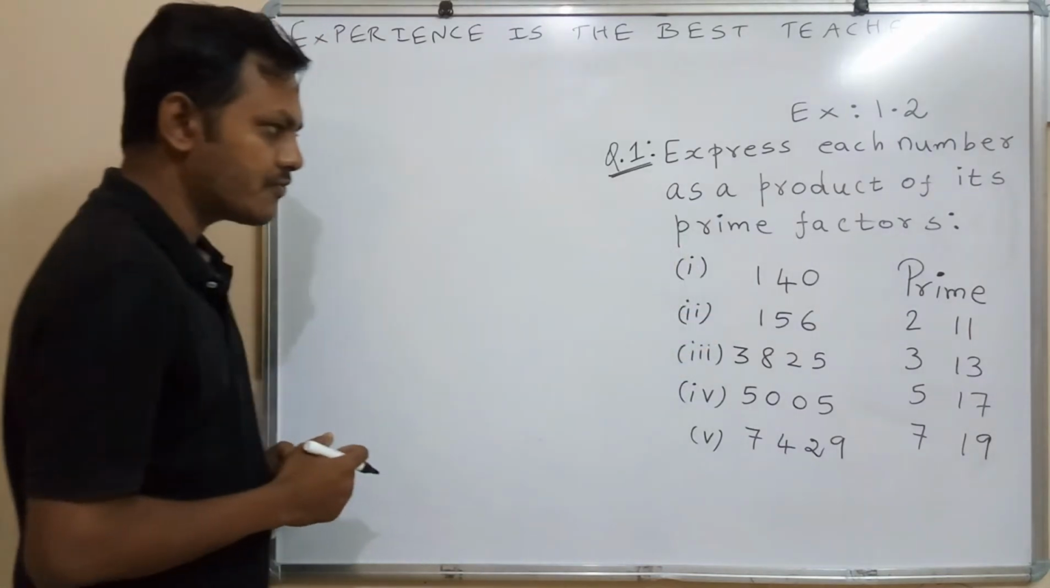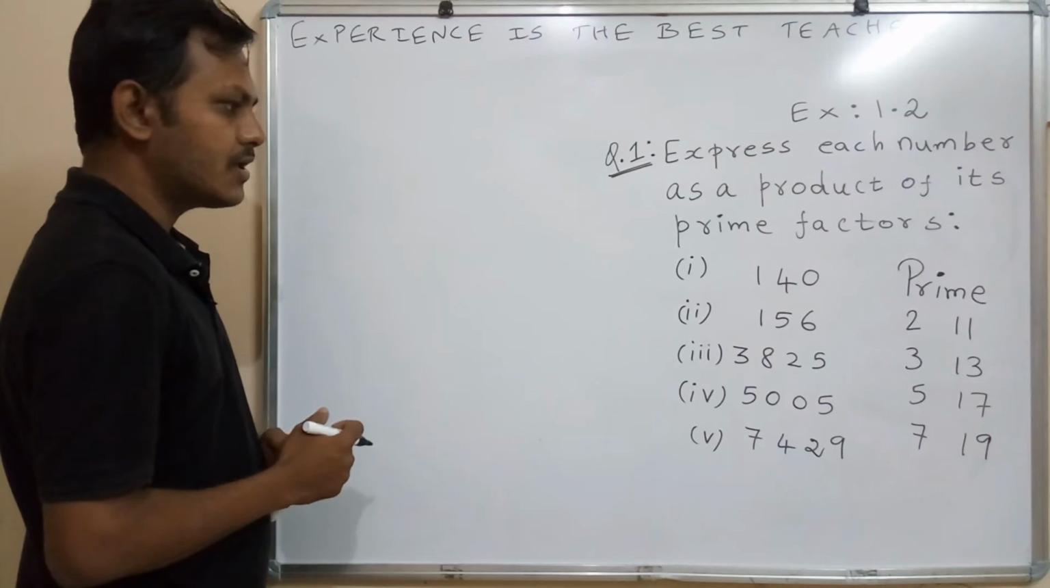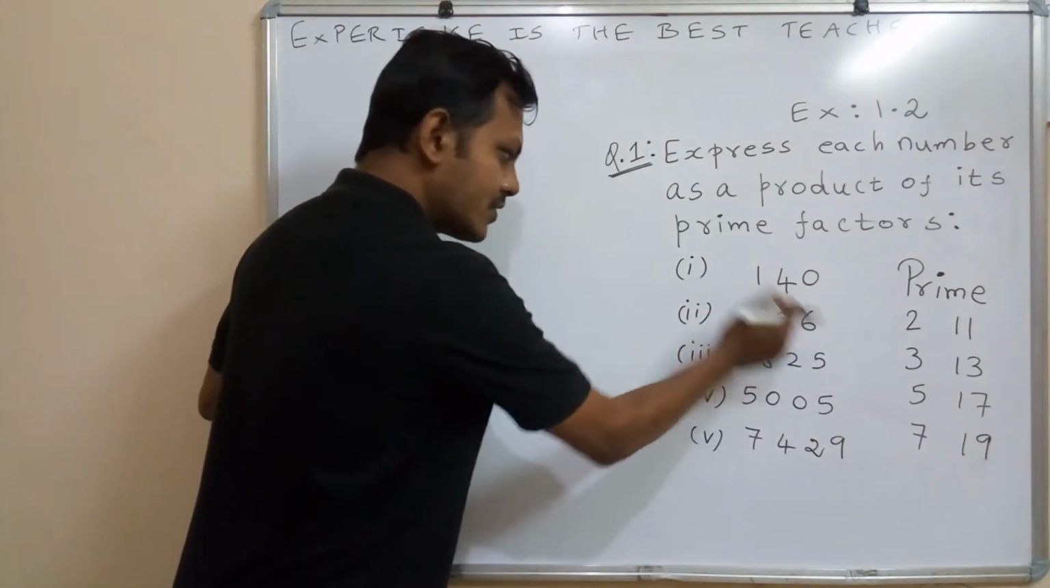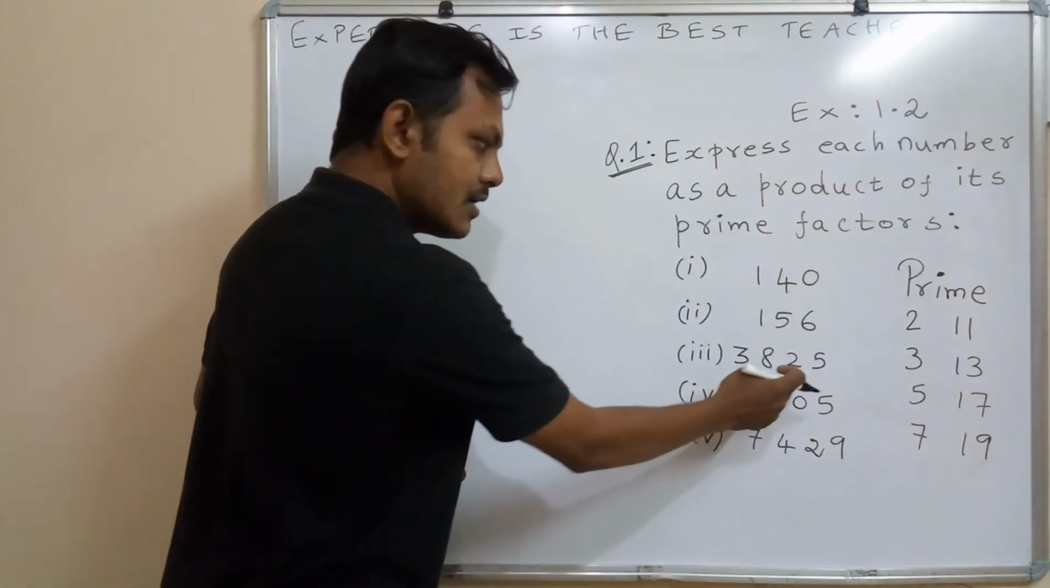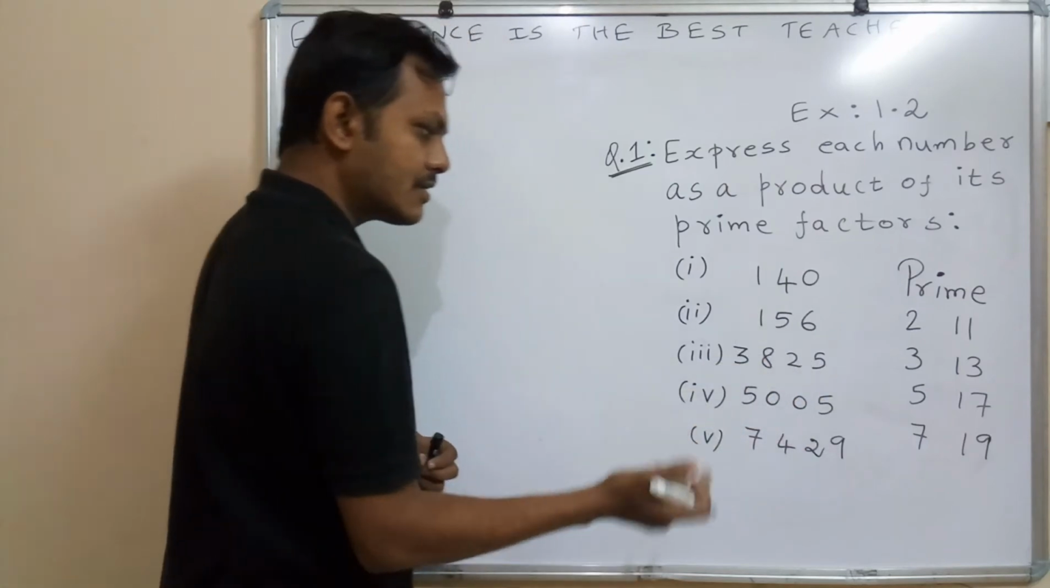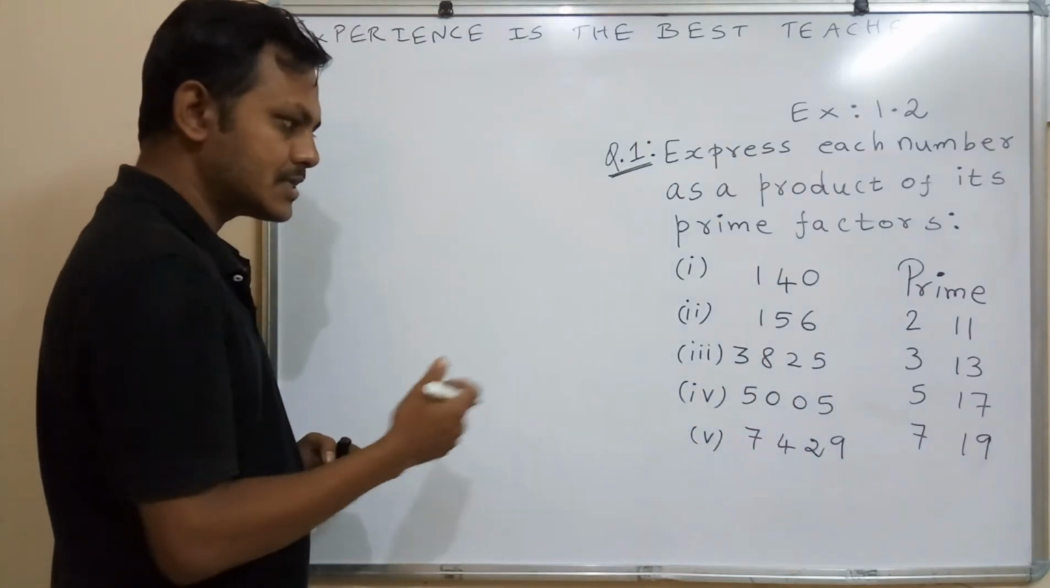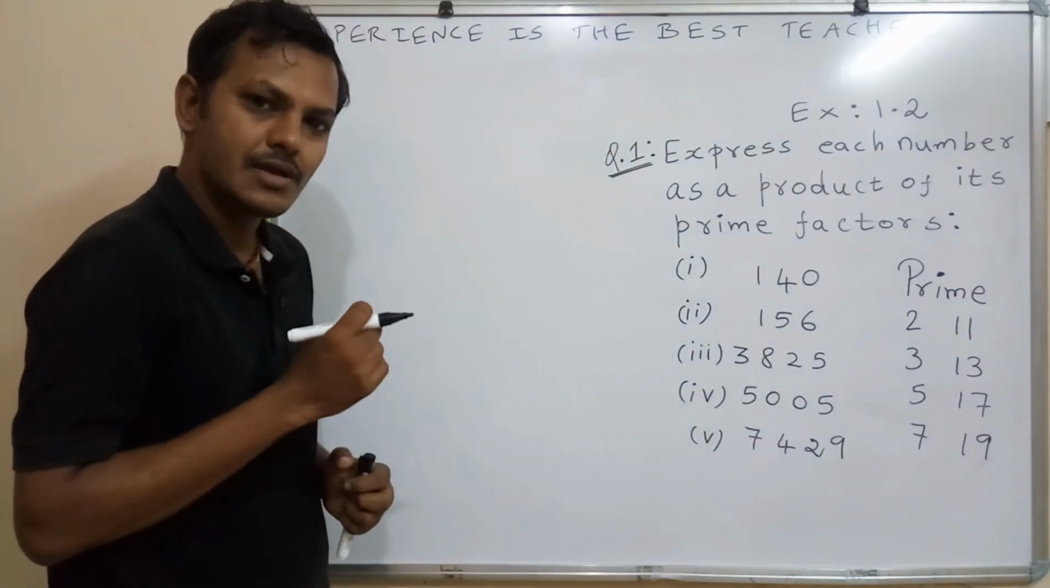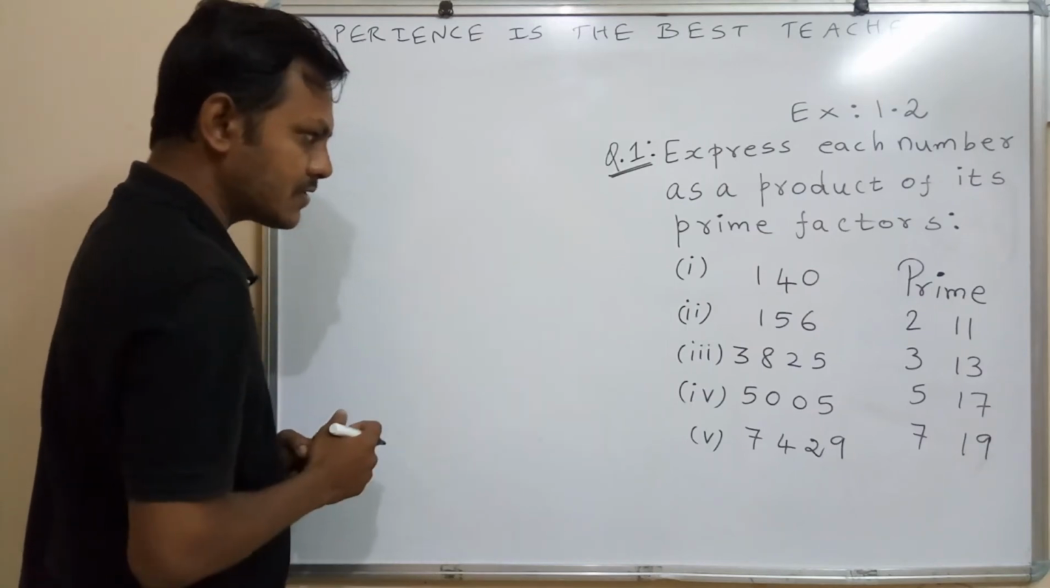First question is 140. So 140 we can use the 2 table, 156 also you can use the 2 table. For 3825 and 5005, either the 3 or 5 table we can use. We will be checking using the divisibility rules. Now first question is 140.